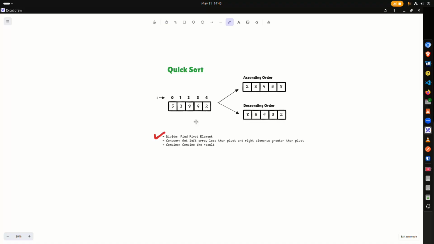In this divide step, we are going to use a pivot element. Using the pivot element, we can break the problem into sub problems, like a left and right array. Once we have that left and right array, we can recursively sort them, and then at the last, we can combine those results. If you still don't understand, just be with me. I'm going to explain this in real depth. Okay, let's understand divide and conquer in a bit more depth.